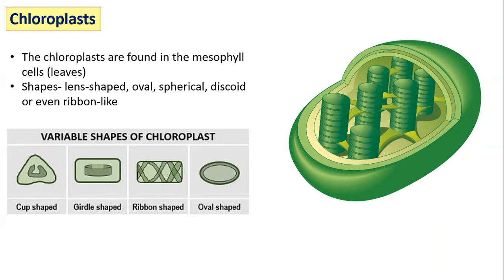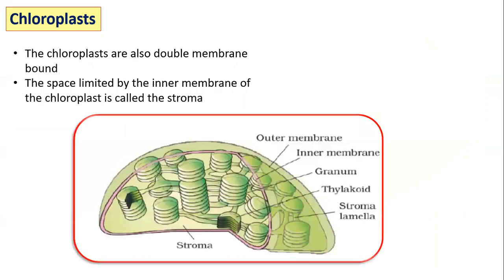And this chloroplast, we only study about an oval-shaped chloroplast in the plant, but you'll have a wide range of chloroplast shapes. It can be lens-shaped, spherical, discoid, or even a ribbon-like structure. Chloroplast is a double-membranous, semi-autonomous cell organelle, and you will have an outer membrane and an inner membrane.